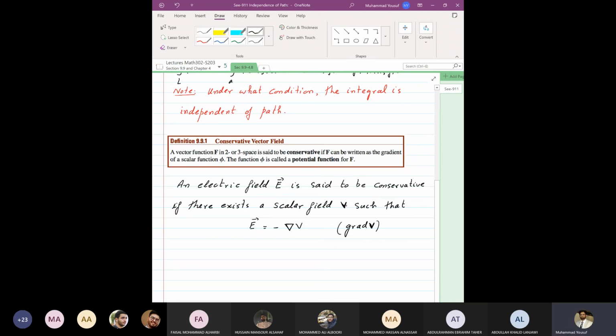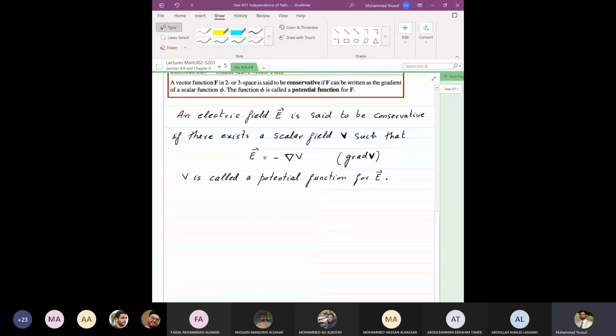Now, this scalar function V is called the potential for E. V is called a potential function for E. So far we just learned the definition of a conservative field. What next?